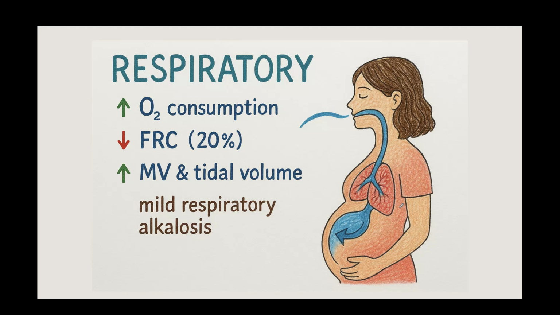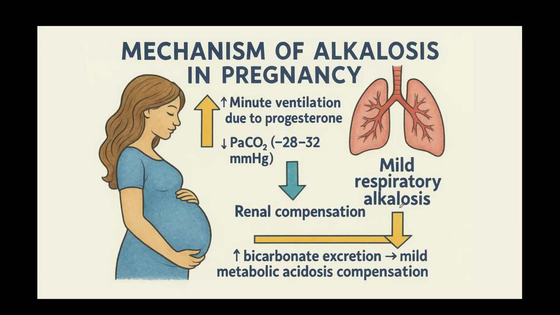So the physiological changes that happen in the respiratory system are to meet the increased oxygen consumption demand of the parturient and the fetus, and there is a decrease in the functional residual capacity by 20%. So the body increases minute ventilation, respiratory rate, and tidal volume. That leads to mild respiratory alkalosis. The mechanism that leads to increased minute ventilation is the effect of progesterone on the respiratory center, and that leads to a decrease in the partial pressure of carbon dioxide to 28 to 32 millimeters of mercury.